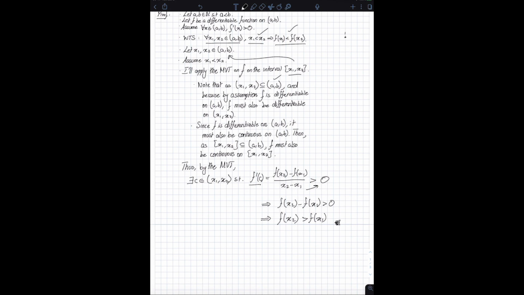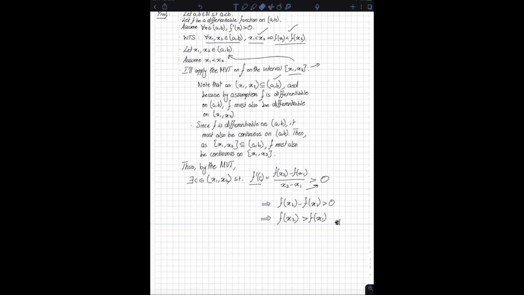Now you can see over here that this proof actually works. I mean, if you had, instead of x1 comma x2, just used the closed interval a comma b, the proof wouldn't have worked. Precisely because of the reason that I just told you, because your conclusion would have been f of b minus f of a divided by b minus a is greater than 0, and you would have gotten that f of b is greater than f of a, which is something you don't want to show.